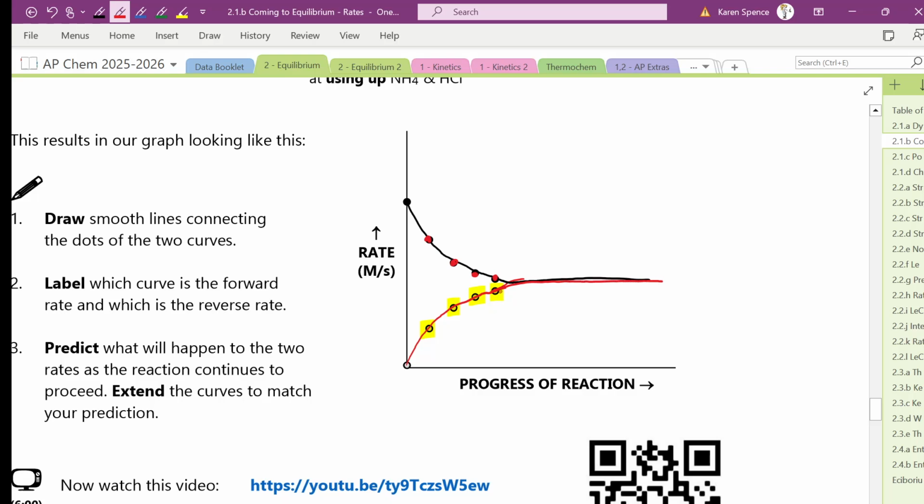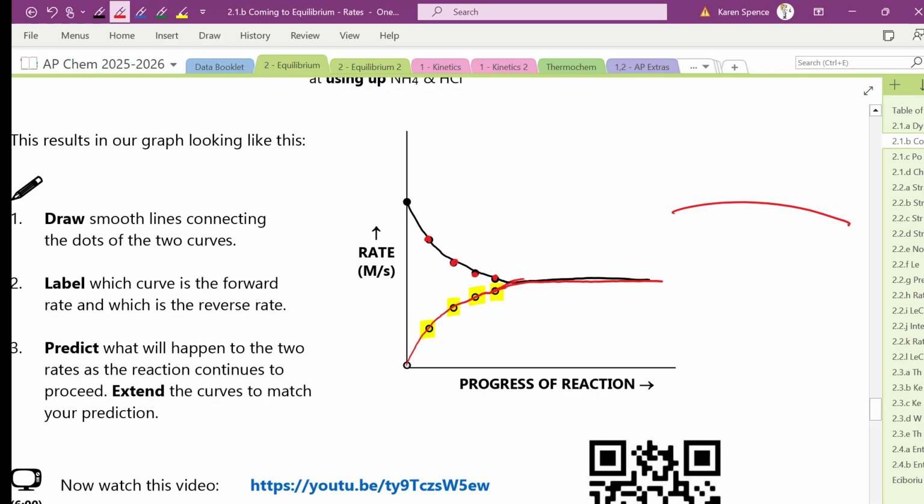By the way, if you are bad at drawing straight lines, when it comes to equilibrium, use a ruler. Yes? Okay, I have rulers, so if you're on a test or a quiz, make sure that if your straight line looks like this, that is not a straight line, use a ruler. Okay?